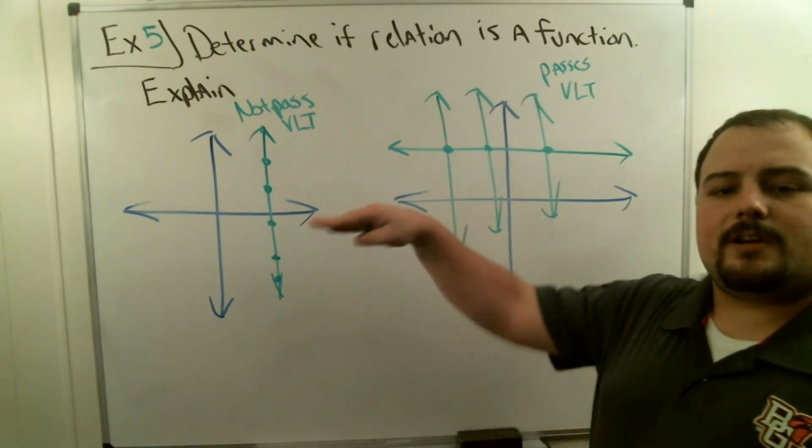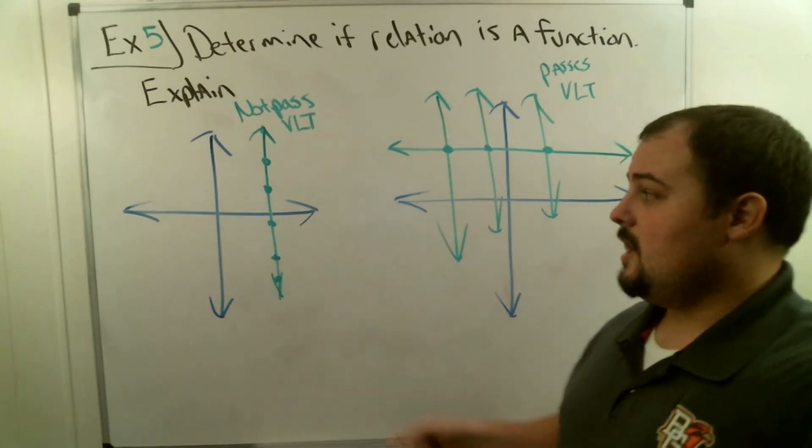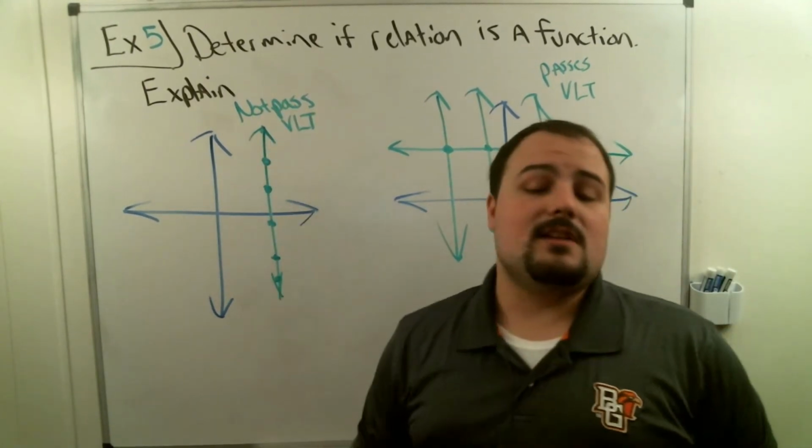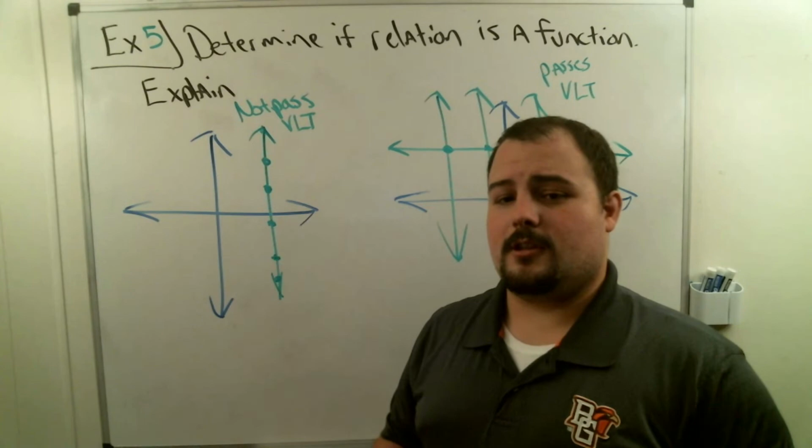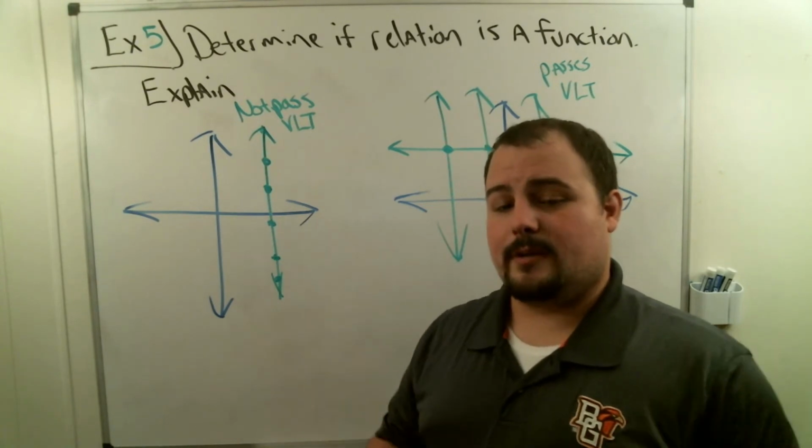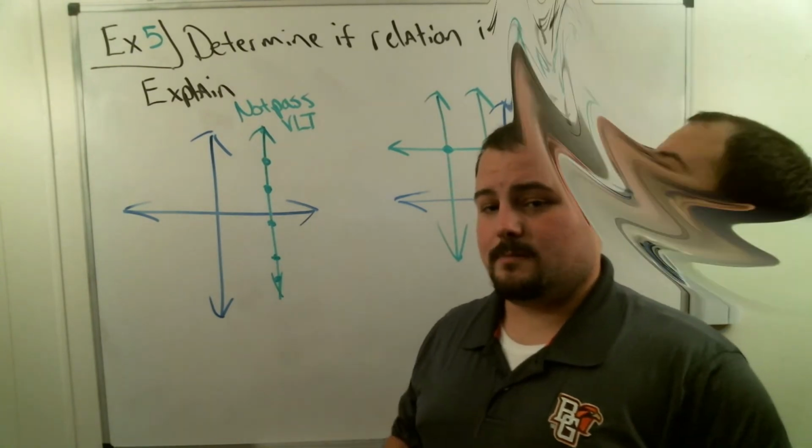So if we have a graph that goes straight left and right, that's a function. If we have a graph that goes straight up and down, that's not a function because it doesn't pass the vertical line test. Let's move on to actually plugging numbers in to function notation.